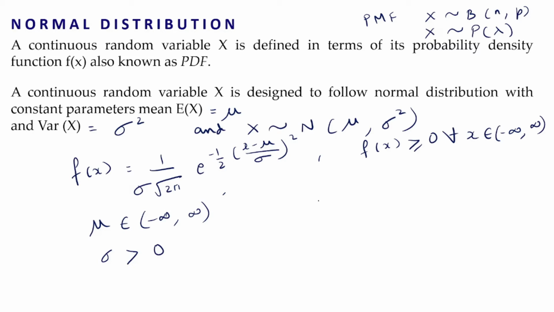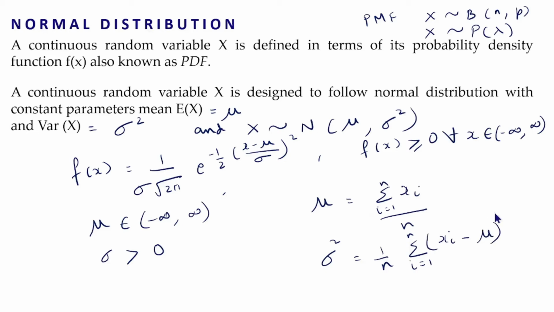Now the mu is given by summation i is equal to 1 to n xi upon n. We know the mean is calculated as the sum of the observations divided by the total number of observations. If the total number of observations is n, then the mean mu is given by summation i is equal to 1 to n xi upon n, and this sigma square is equal to 1 by n into summation i is equal to 1 to n xi minus x bar. X bar means the mean, here it is mu. Xi minus mu the whole square.